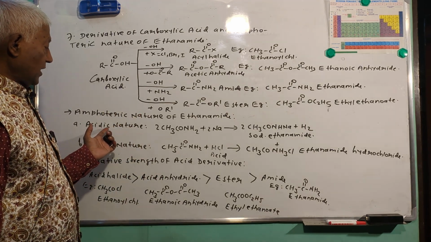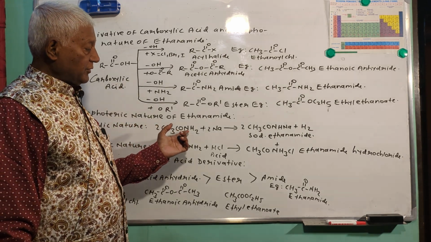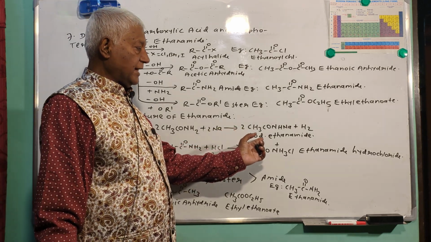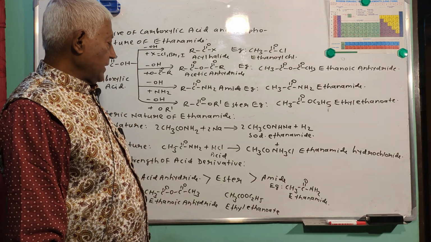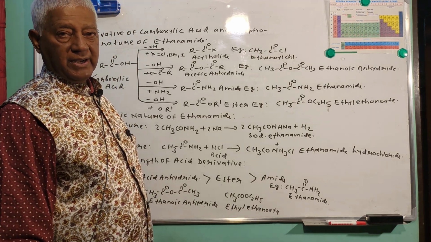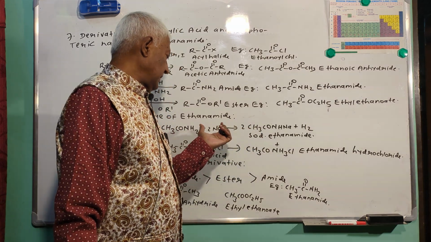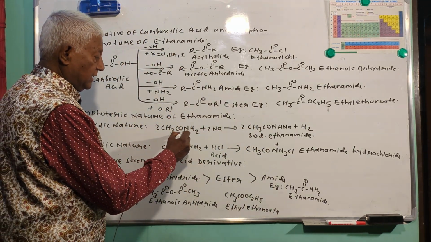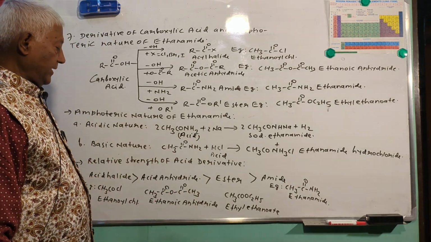So what do we have when we talk about the acidic nature of ethanamide? When it is treated with sodium metal, we get sodium ethanamide plus hydrogen. Always keep in mind, when any compound is treated with a metal and gives hydrogen, it acts as an acid. So the function of this one is acid.